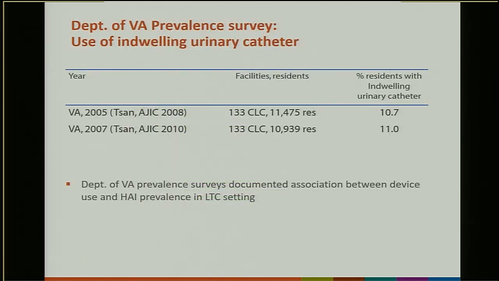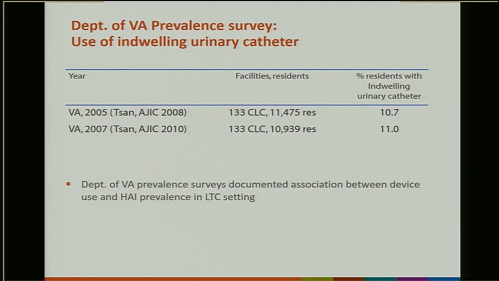And then finally, data from the VA's point prevalence survey looked at the use of indwelling urinary catheters among veterans that were using their community living centers. They found that in 2005, 10.7% of nursing home residents had an indwelling urinary catheter present. And in 2007, when they looked again, it moved up just slightly to 11%.